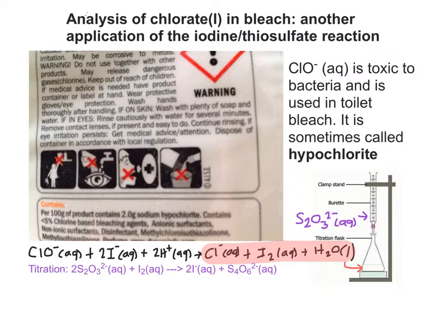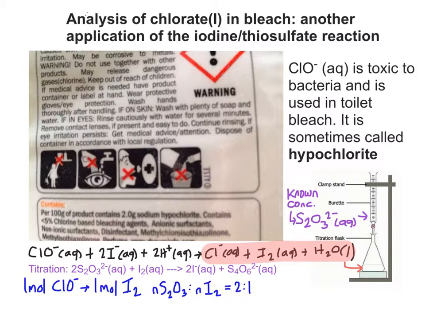And the sodium thiosulfate, usually, can be any thiosulfate, but usually we use sodium thiosulfate of known concentration, is placed in the burette and titrated against that reaction mixture, because we're trying to work out the number of moles of iodine. So following the reaction from the beginning, 1 mole of chlorate produces 1 mole of iodine. So that means the mole ratio of thiosulfate to that iodine produced is 2 to 1.